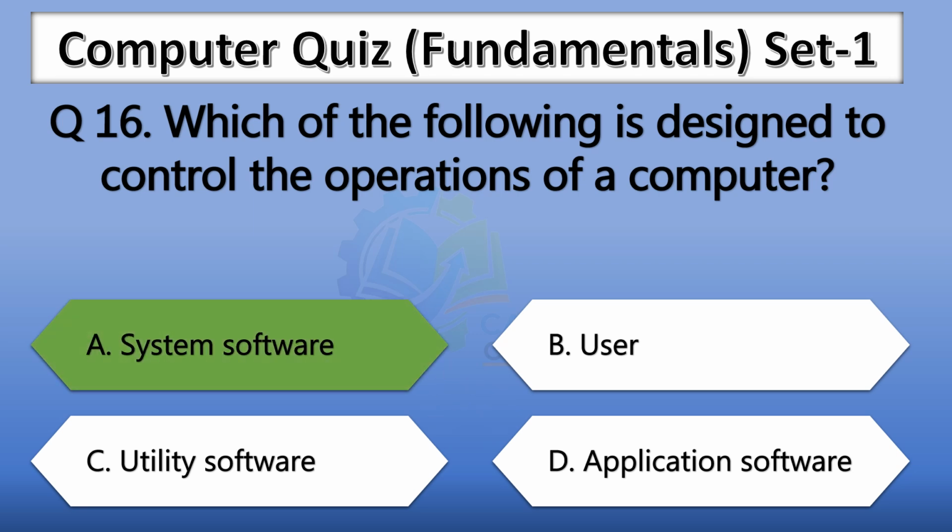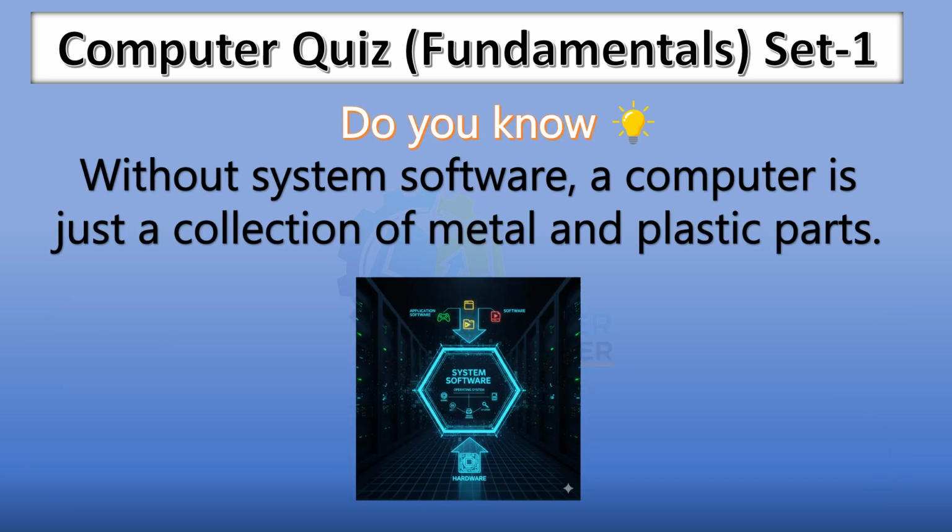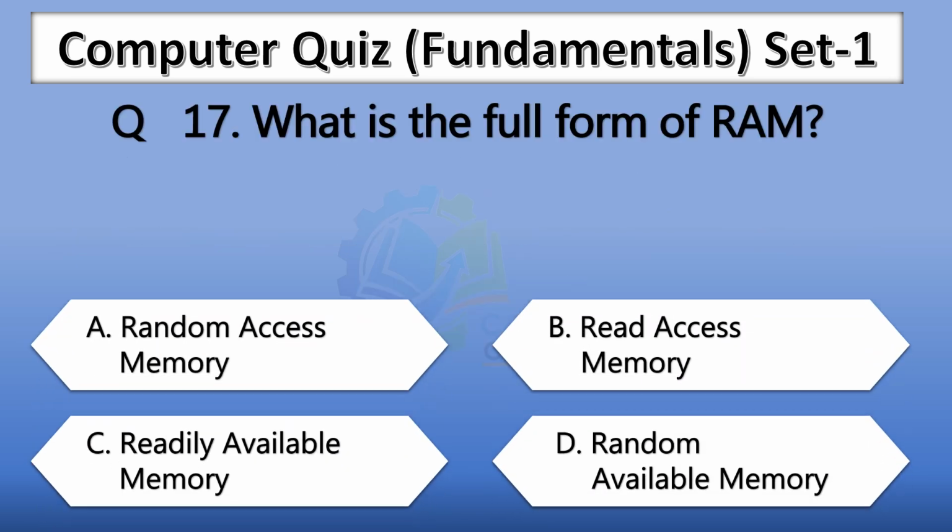The correct option is system software. Do you know without system software a computer is just a collection of metal and plastic parts? What is the full form of RAM? Random access memory, read access memory, readily available memory or random available memory?